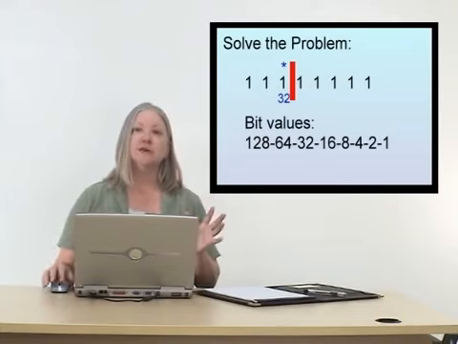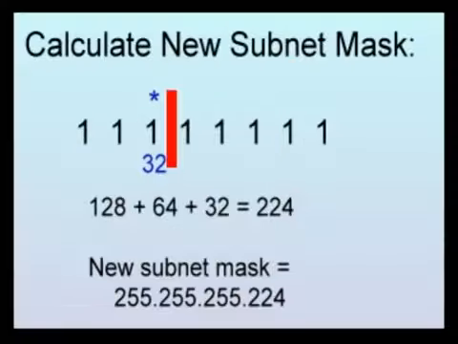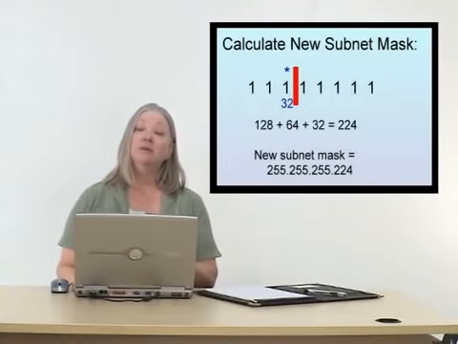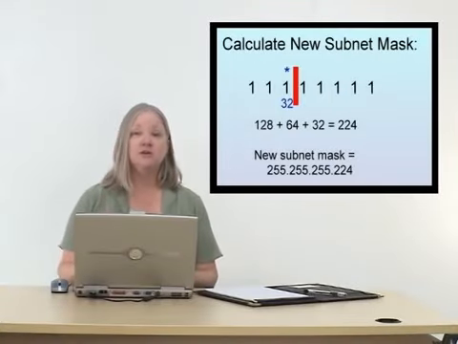Okay, so first things first, let's get that new subnet mask. We're going to take the value of the 3 bits that we borrowed, 128, 64, 32, and add them together, which gives us 224. Congratulations! You've just come up with the new subnet mask, 255.255.255.224. If this is a CompTIA exam, that's probably all you've got to do. You're on to the next question.